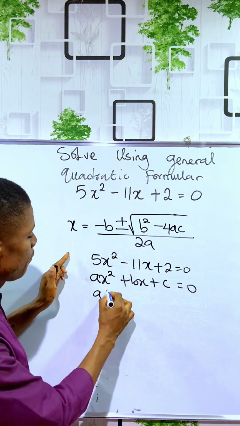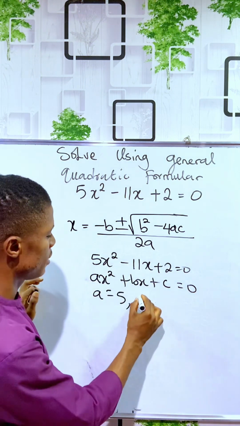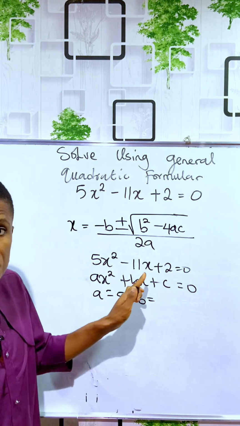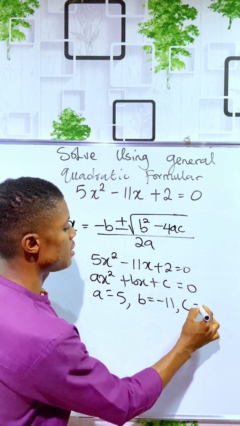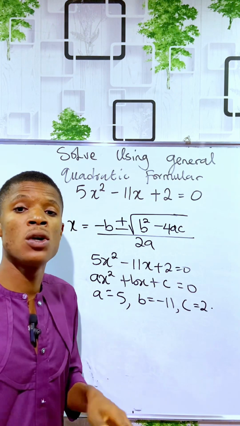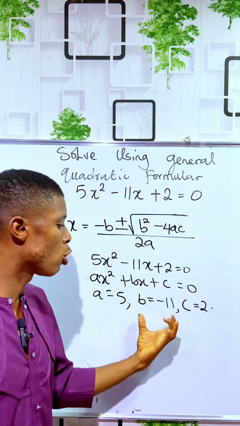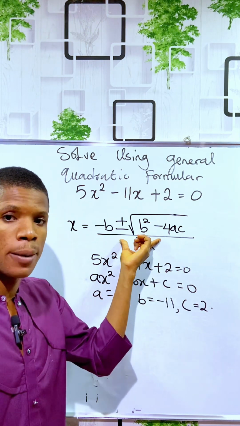A is the coefficient of x squared, b is the coefficient of x, and c is the constant. If you compare it, you can see that a is the coefficient of x squared here, which is 5. Then b is the coefficient of x, which is negative 11, and c is the constant, which is 2. Since we have known all those parameters, we are going to plug their values into the general quadratic formula.